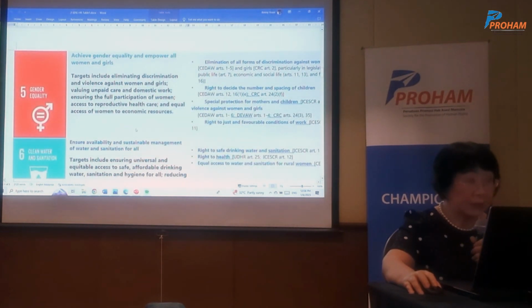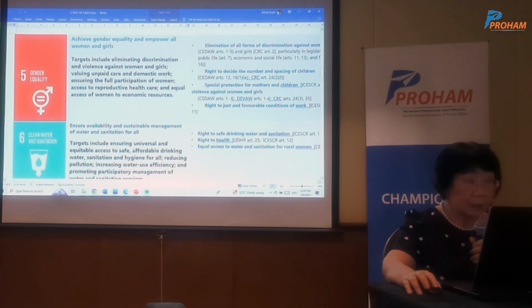And the fifth SDG is on gender equality, to include eliminating discrimination and violence against women and girls, valuing unpaid work and domestic work, ensuring full participation of women, access to reproductive health care, and equal access of women to economic resources. And this has actually been talked about for a long time, but it is a really uphill task.